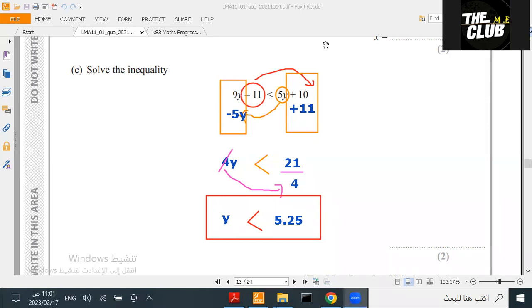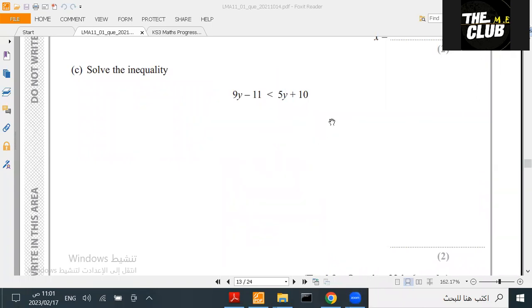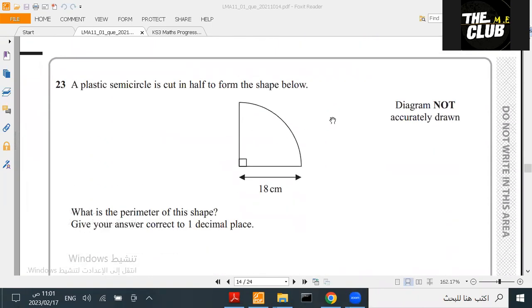Now let's move on to the next question. Always focus on the steps, we don't rush. Okay, question 23: a plastic semicircle is cut in half to form the shape below.